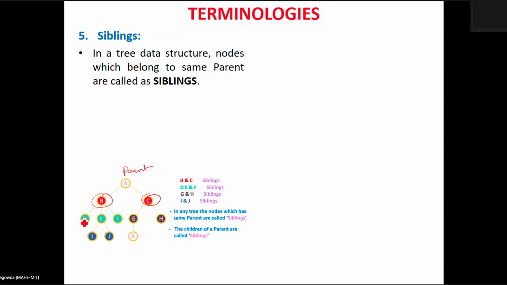Similarly, if you look at D, E, F, these nodes are called siblings because they have the same parent, that is B. B becomes the parent node of the children D, E, and F.